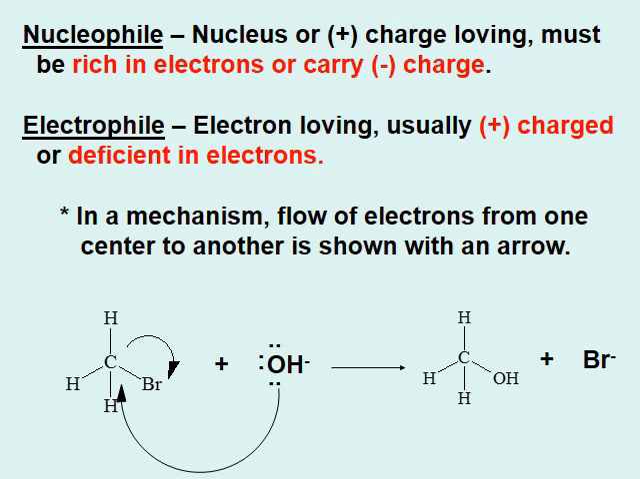We need to understand what is nucleophile and what is electrophile. Nucleophile means nucleus loving or positive charge loving. So it must be rich in electrons or carry a negative charge. Electrophile, on the other hand, is an electron loving group, which is usually positively charged or deficient in electrons.